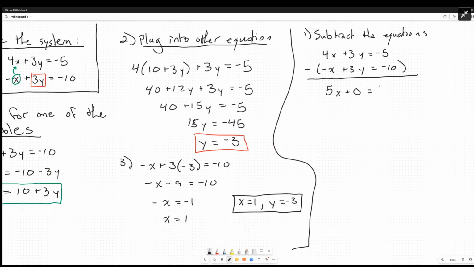So we're going to add 10, which gives us 5. So we have 5x equals 5, so x equals 1. And then we can pick either of the equations and plug in. So let's pick the first equation. So x equals 1, and then 4 times 1 plus 3y equals -5. So 3y equals, we subtract 4 over, -9. So y equals -3. And we get the same answer.